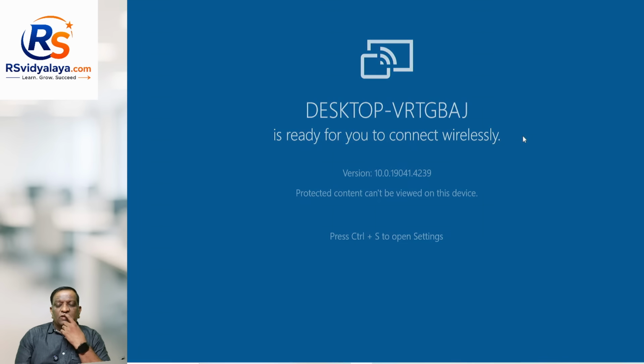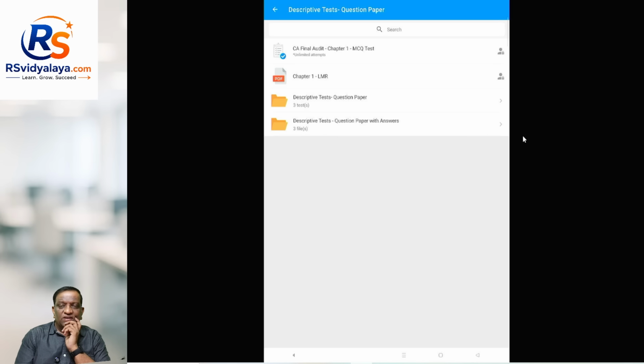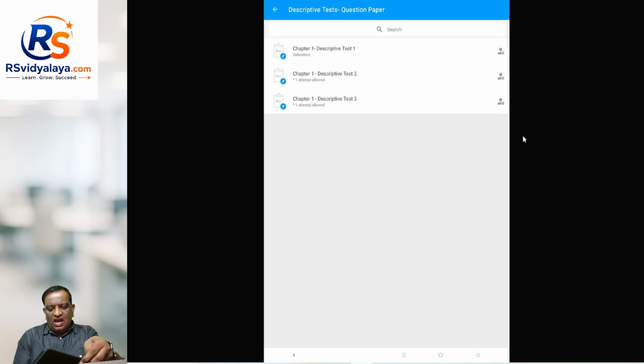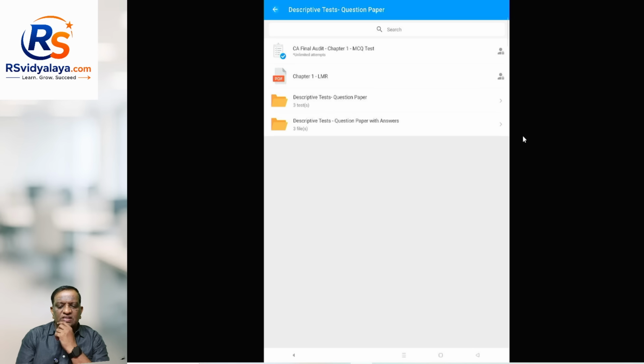So, you would be given LMRs, and probably there are technical issues with this, because the app has its own restrictions on these PDFs. That's why I was not able to demonstrate this, but you will be given LMRs, and there are MCQ tests given against each chapter. Technically, because of certain settings, I'm not able to demonstrate, but I do make sure that you will be given access to it.